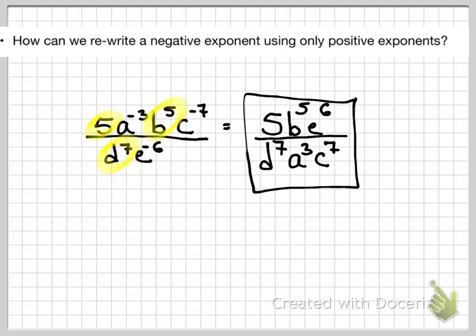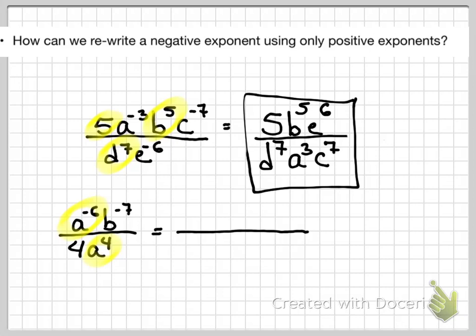Let's make up another example. So let's say I have a to the negative sixth power, b to the negative seventh power over 4a to the fourth power. Well, one thing that's different about this example is that I have two a's here. So what I would like to do is apply any rules, product, quotient, or power rule first, and then at the end I want to rewrite everything using positive exponents.